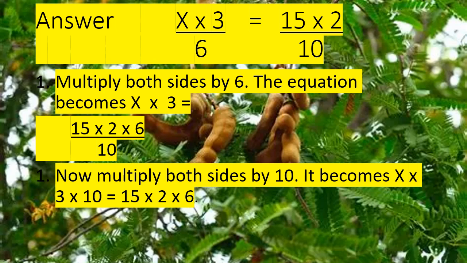Next one, x times 3 divided by 6 equals 15 times 2 divided by 10. So to start with, we're going to multiply both sides by 6. So the equation will become x times 3 equals 15 times 2 times 6 divided by 10 on the right. Now we're going to multiply both sides by 10. So it becomes x times 3 times 10 equals 15 times 2 times 6.